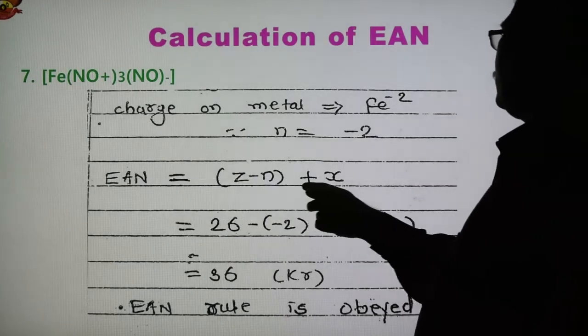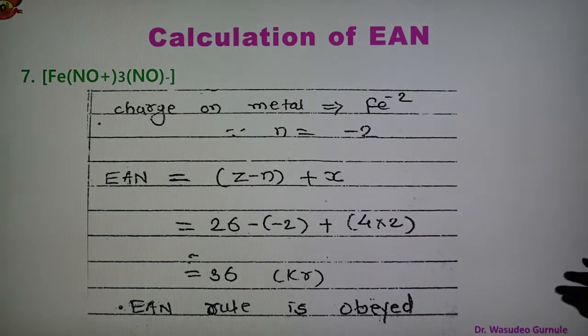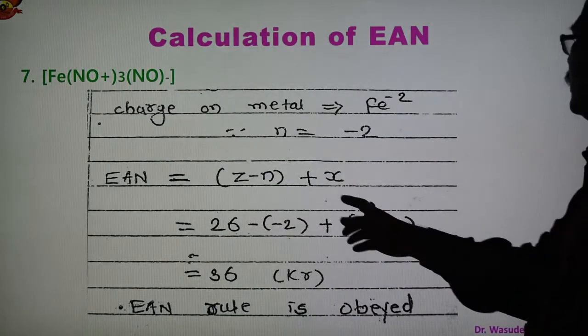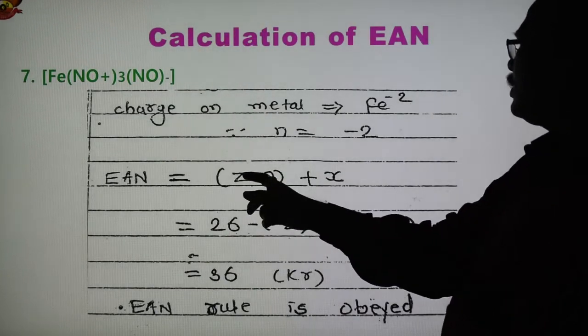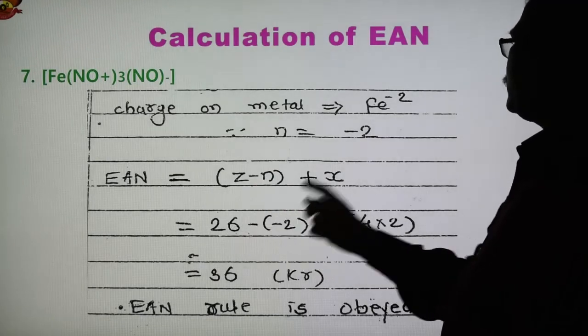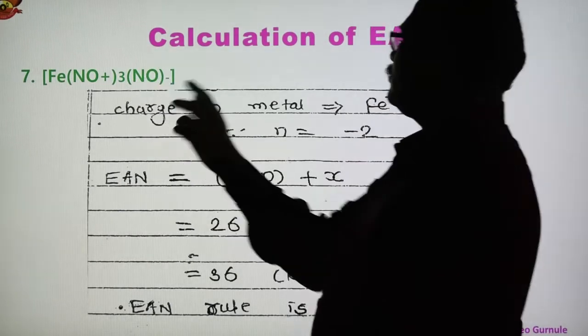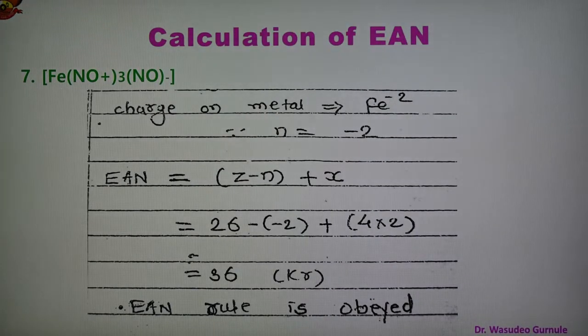The EAN formula is Z minus N plus X. No other ligands are there here, only NO, therefore there is no Y. So the atomic number of Fe is 26, minus (-2), plus 4 into 2. Total 4 NO are there, 3 and 1. Therefore again the EAN value is 36, the atomic number of krypton, and therefore we can say that this metal nitrosyl also obeys the EAN rule. So these are the different examples.